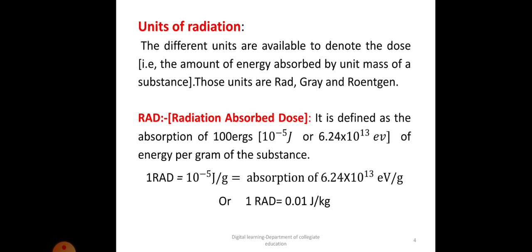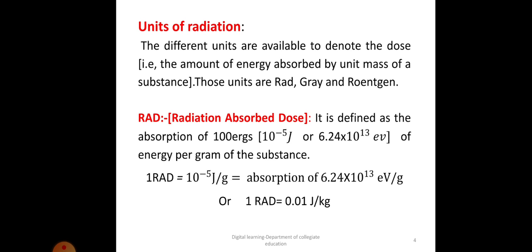Units of radiation. Different units are available to denote the dose, that is, the amount of energy absorbed by unit mass of a substance. Those units are rad, gray and Rontgen. Rad, radiation absorbed dose, is defined as the absorption of 100 ergs of energy per gram of the substance. Rad is denoted by the symbol rad.